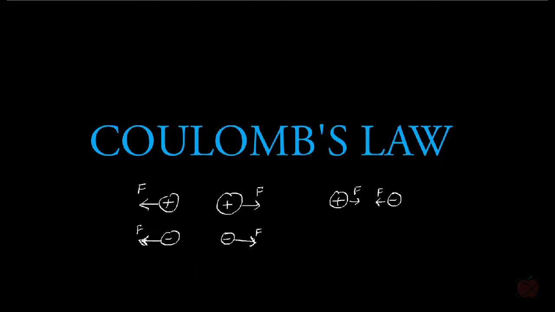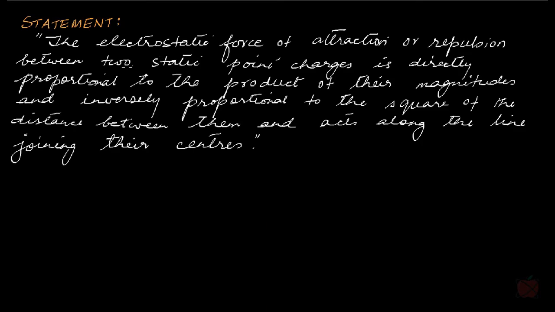So let us see first what is the statement of Coulomb's law. The electrostatic force of attraction or repulsion between two static point charges. What do you mean by static? Static means the point charges are not moving, they are stationary. Two stationary point charges is directly proportional to the product of their magnitudes, meaning the product of the charges, and inversely proportional to the square of the distance between them, and acts along the line joining the centers.